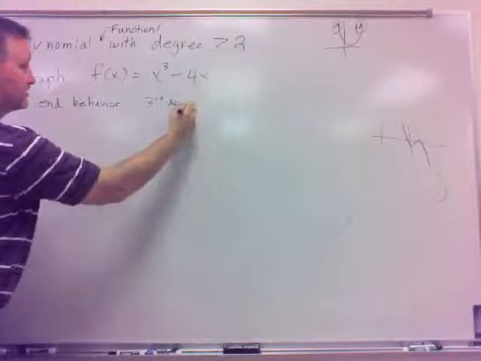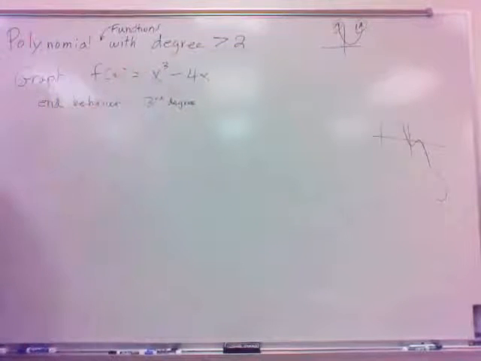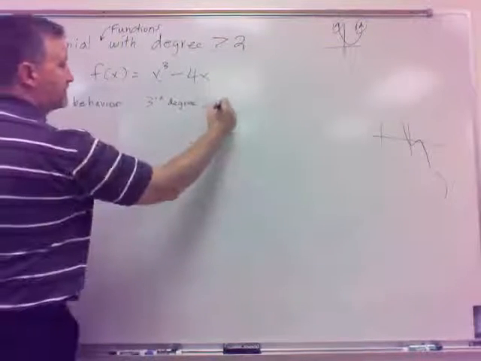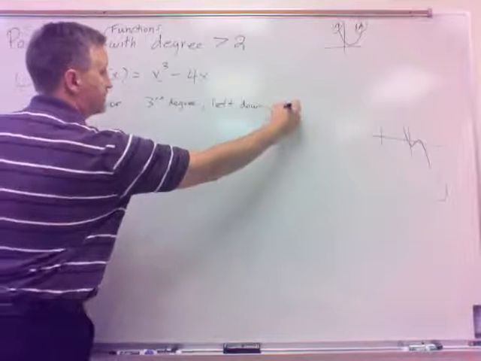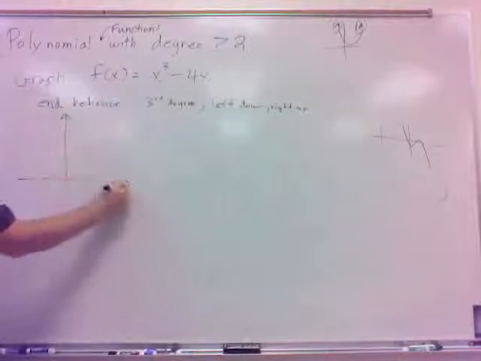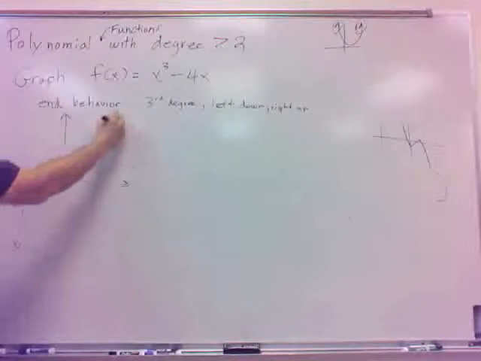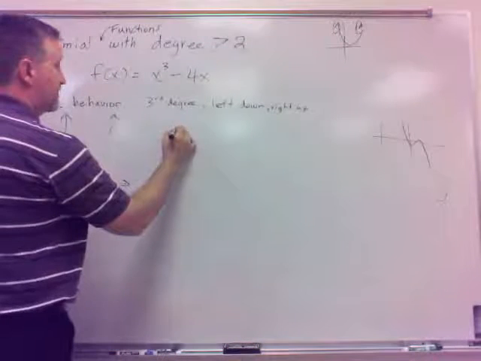And so on the ends of a third degree, one's up, one's down. Here a is positive 1, so which way? Left down, right up. So on my graph, I can sketch that in for future reference, okay? Now the tricky part, if you will, is what happens in the middle here. But we can use some things we already know.